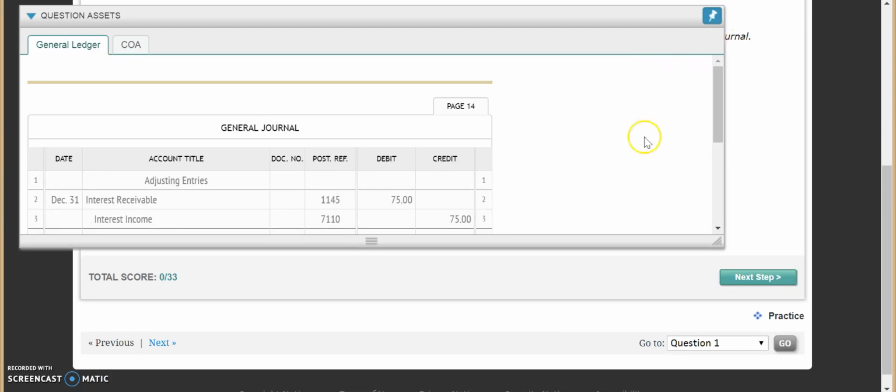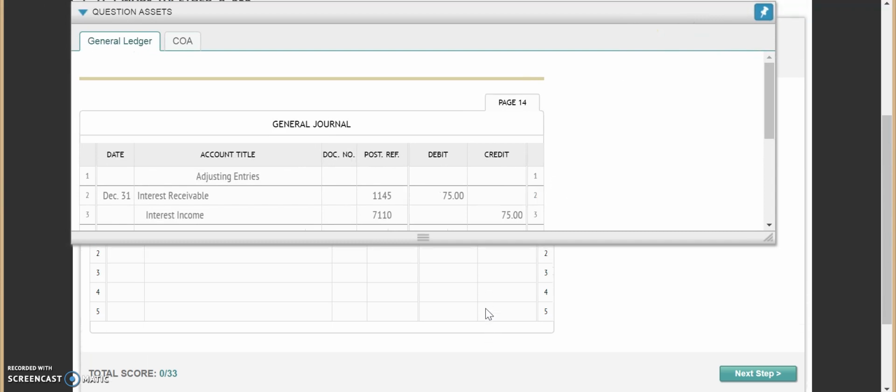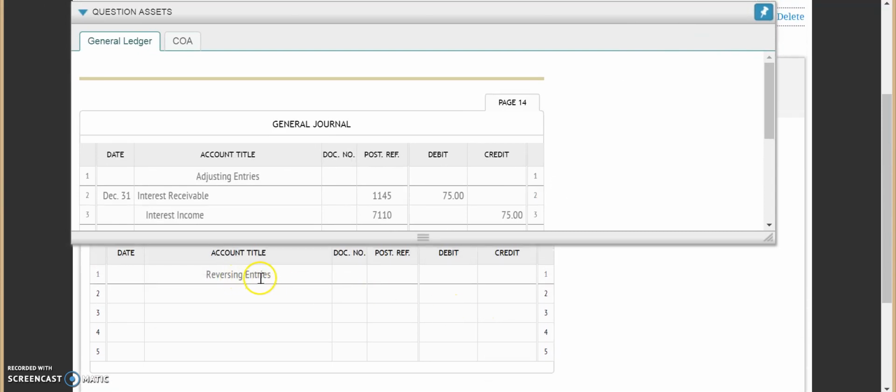So I'm going to throw this up here again and bring this down here. Notice again that reversing entries is our heading. That serves as our document number. And remember that we're now on to January 1 of the next year. A reversing entry for our interest income is we're just going to flip-flop that. So interest income is going to be debited and interest receivable is going to be credited, for the exact same amounts that we did before, 75 and 75.